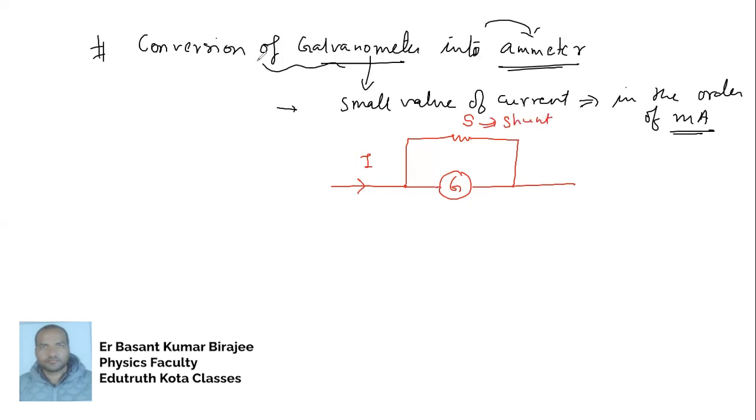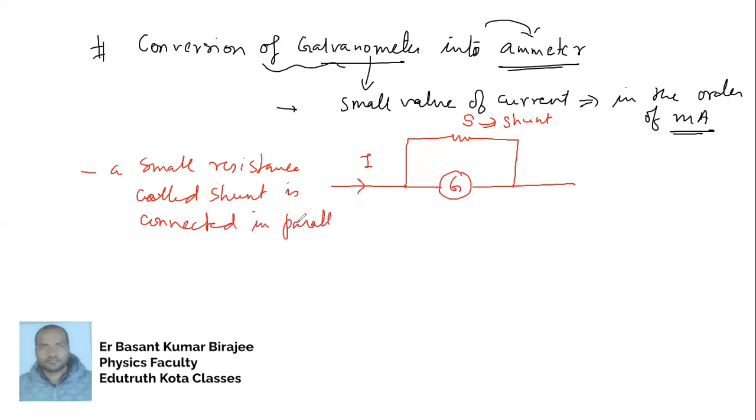Means in order to convert a galvanometer into an ammeter, we are applying a small resistance called a shunt, which is connected in parallel with the galvanometer.